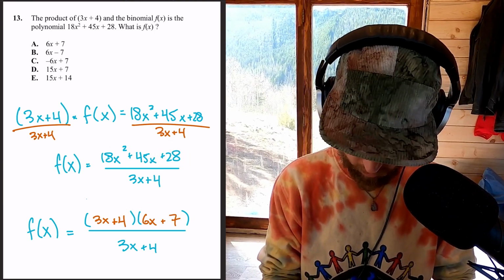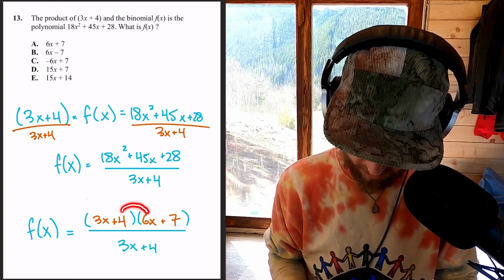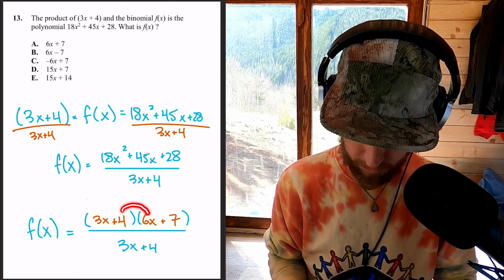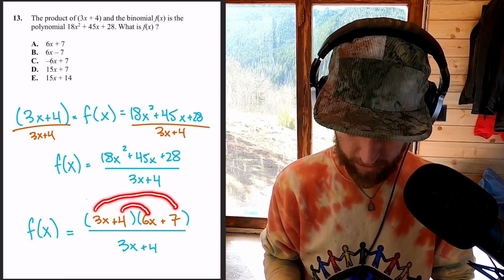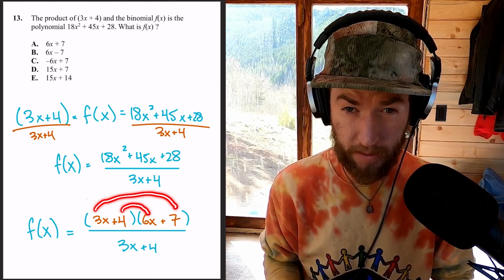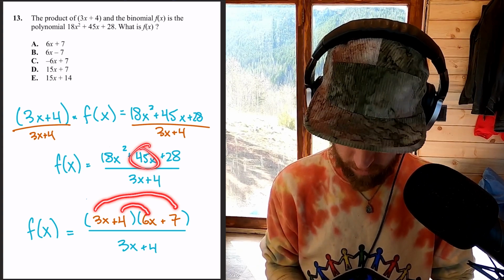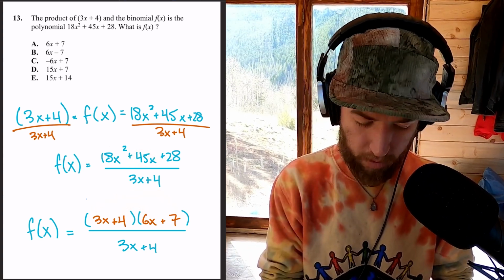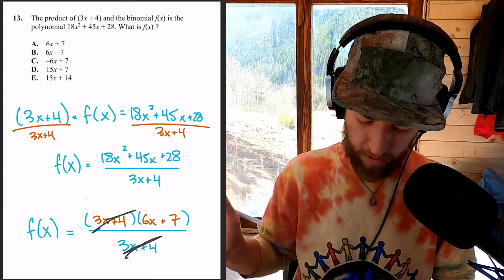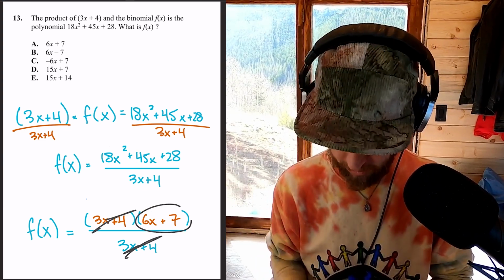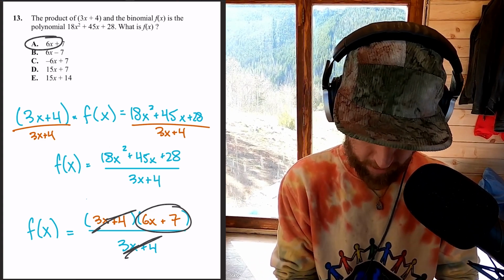Now we'll do our other two FOILs just to check. 4 times 6x is 24x. 3 times 7 is 21x. So 24 and 21 makes 45x. I feel like we factored well. The reason I had a feeling this would be the case is because these cancel out, and that's the case on the ACT a lot. So our answer is 6x plus 7.